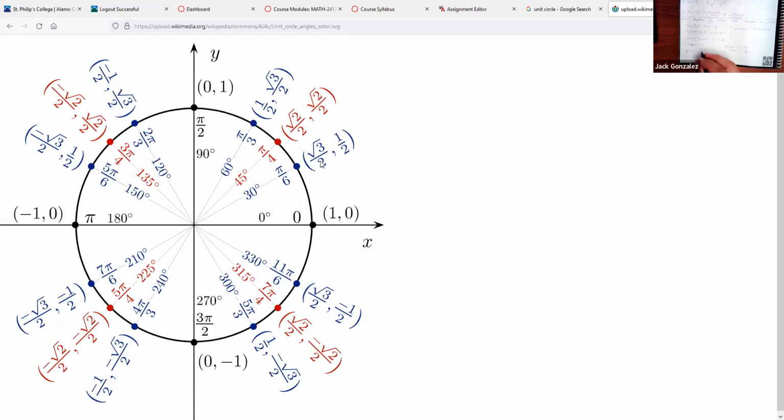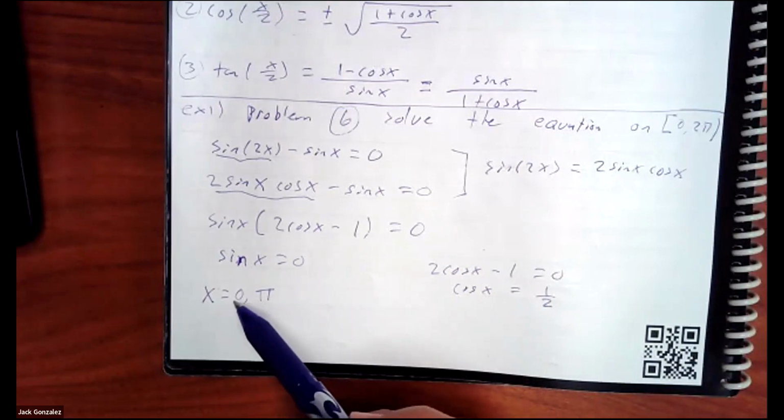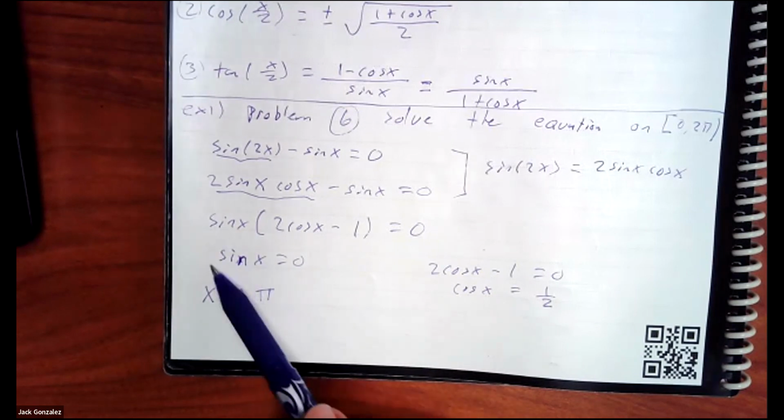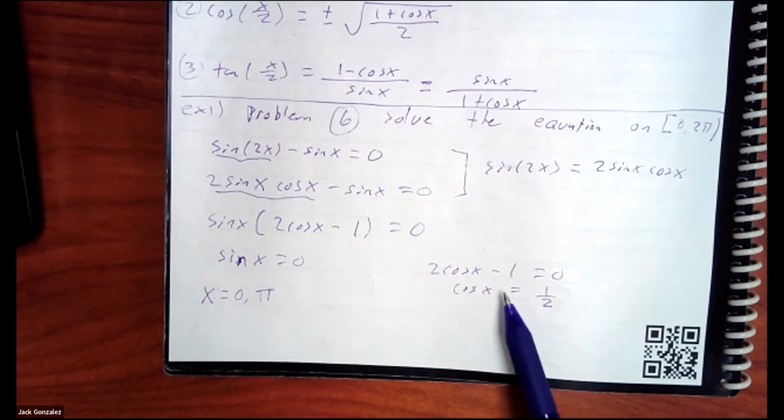Oh, also pi. Sine is 0 at pi as well, right? So this equation right here, sine, has these two solutions because it makes sine 0, because that angle has a y value of 0. So now look for which angles will give me a half.